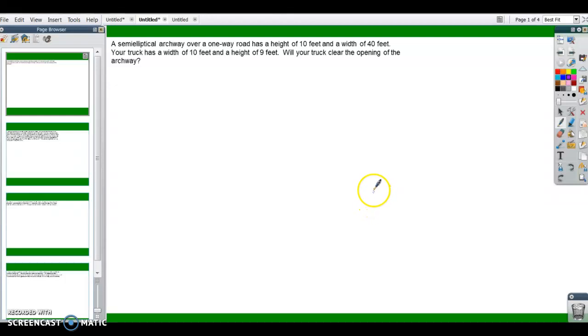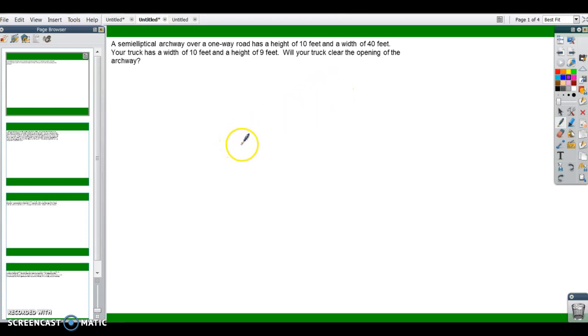Hey everyone, we went over ellipses and hyperbolas in class this week, so I wanted to take a look at some application problems of both of those conic sections. So we'll go ahead and start with the ellipse, and here's the first problem. This is directly from your notes.